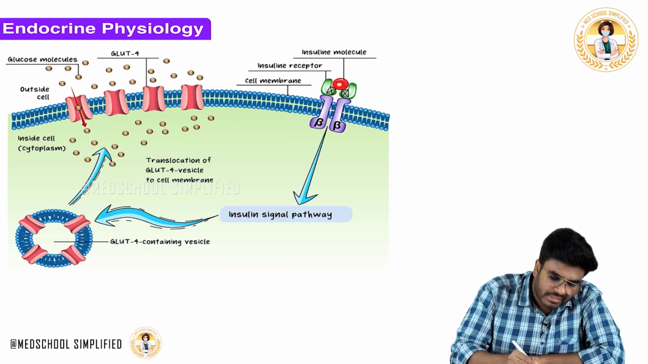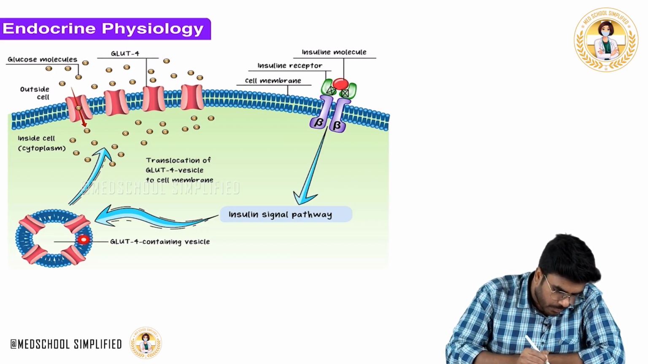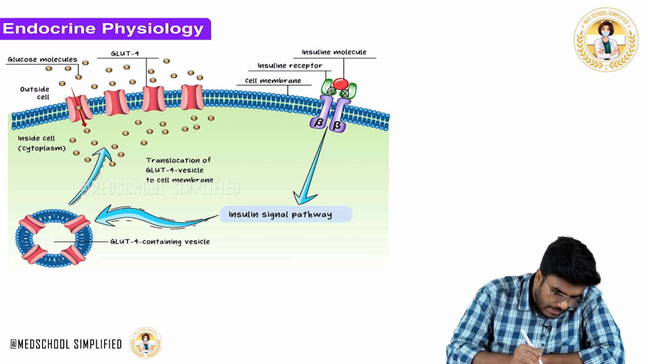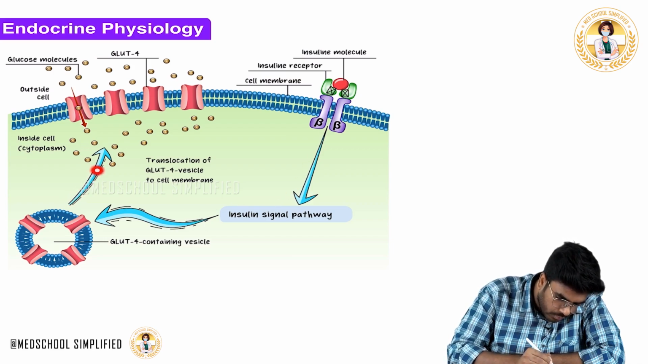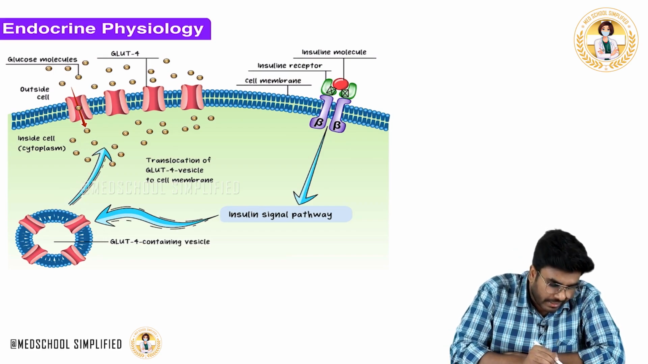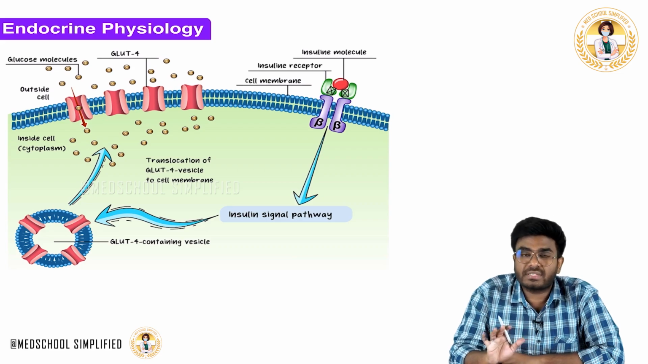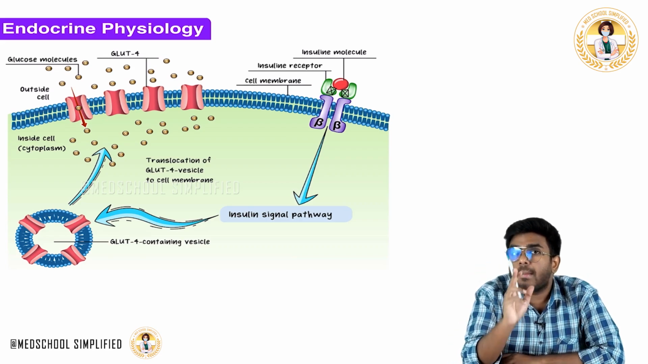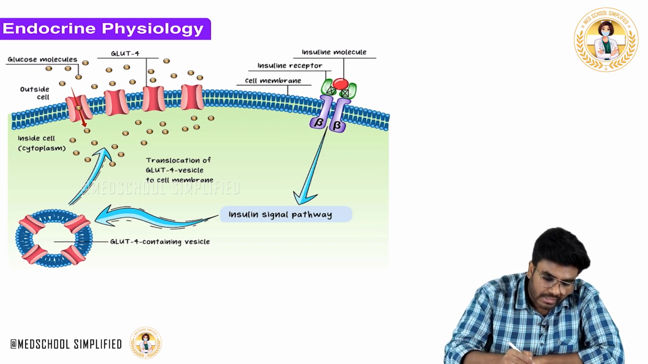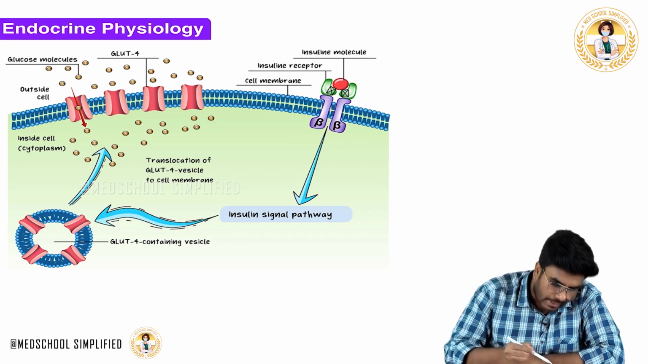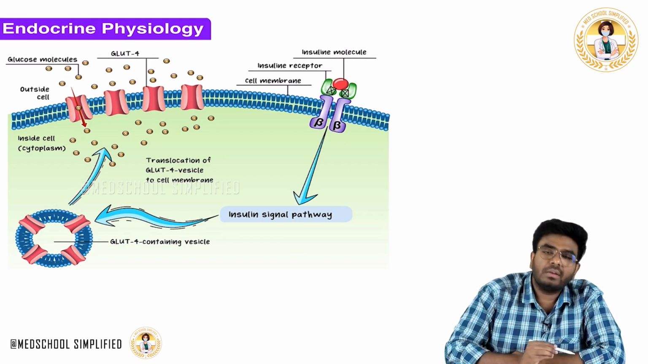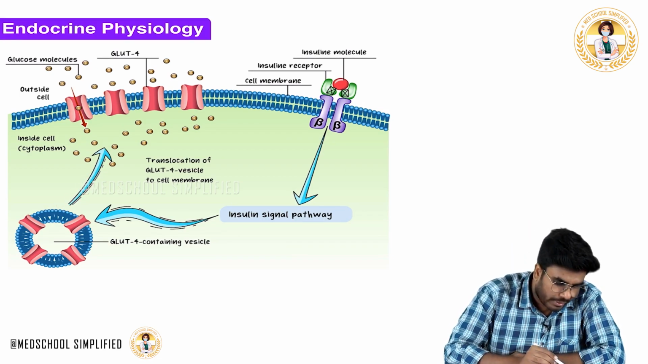Now when you stimulate the cells with insulin, these transporters, together with the vesicle, are going to move towards the cell membrane. For the first time they are moving towards the cell membrane. Previously there were no GLUT4 transporters on the cell surface. I am repeating the point. Now when insulin binds to its receptor, the vesicle which contains the GLUT4 transporters moves towards the cell membrane and fuses with it.